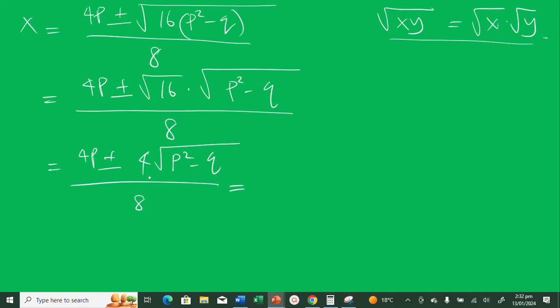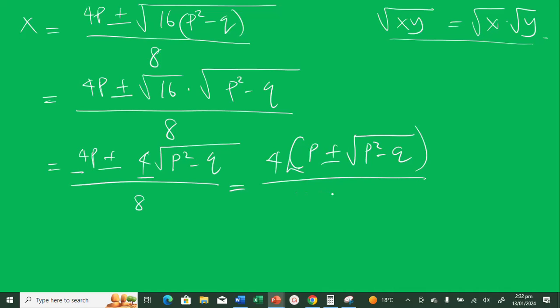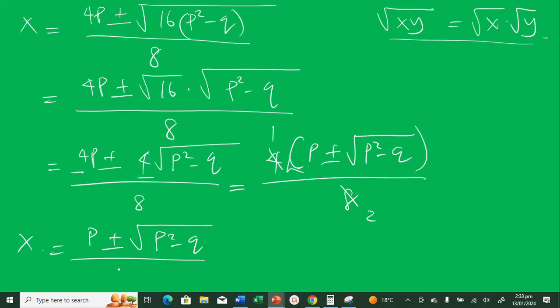So now you have 4 common here. So you say 4 into p plus or minus the square root of p squared minus q, all divided by 8. Since 4 is common, if you remove 4 from here, you have p. If you remove 4 from here, you have this. So 4 divided by 4 is 1, and 8 divided by 4 is 2. So that means your x is equal to p plus or minus the square root of p squared minus q, divided by 2. So that is the value of x.